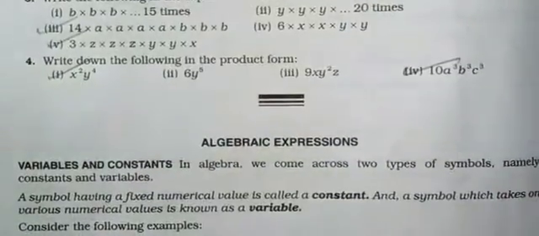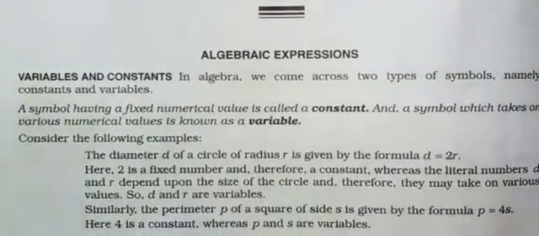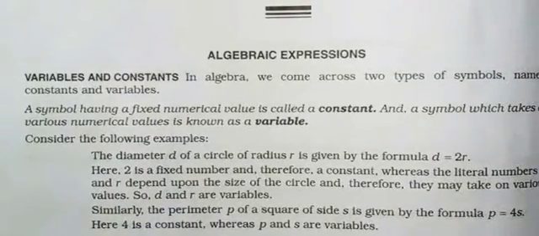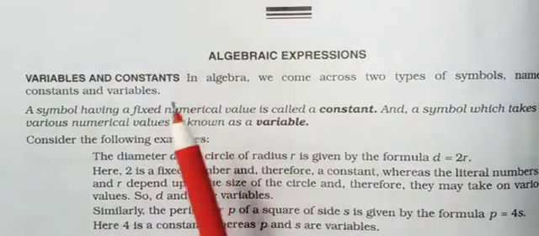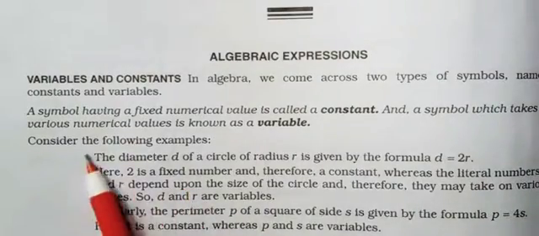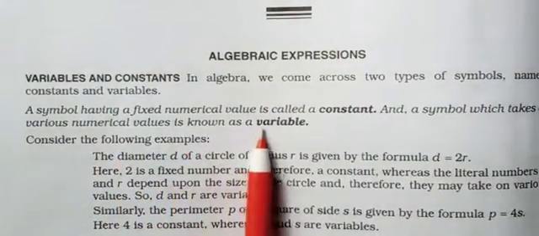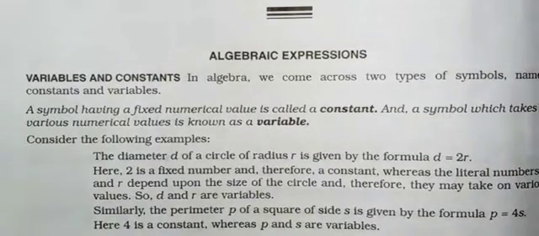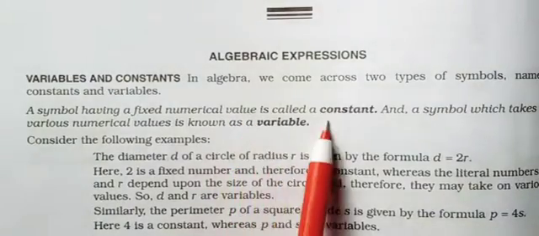Now let's move to algebraic expression. To know about algebraic expression, we have to know about variable and constant. What is a variable and what is a constant? A symbol having a fixed numerical value is called a constant, meaning its value is not changed. If we take, suppose, 2, 3, 4, the value of 2 is fixed at 2 and the value of 4 is fixed at 4, so that is why it is called a constant term.